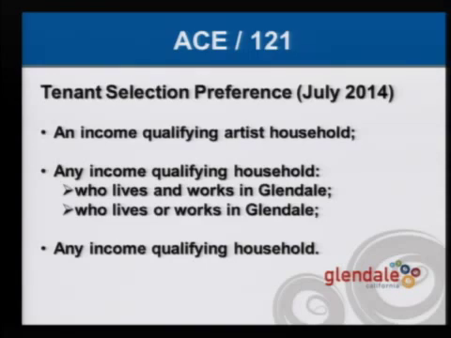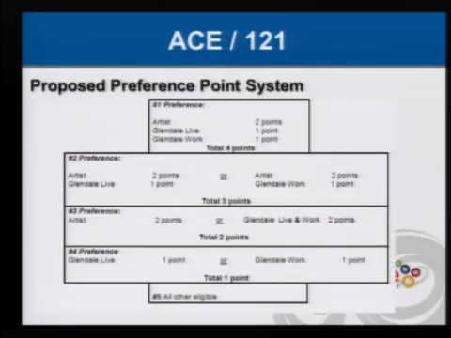So taking those preferences that you approved in July, and now we're at a place where we actually need to apply them, what we've done is we've created a point system. So if you're an artist, you get 2 points. If you live in Glendale, you get 1 point. If you work in Glendale, you get 1 point. So that corresponds to the preference list, and the maximum you could get is 4 points.